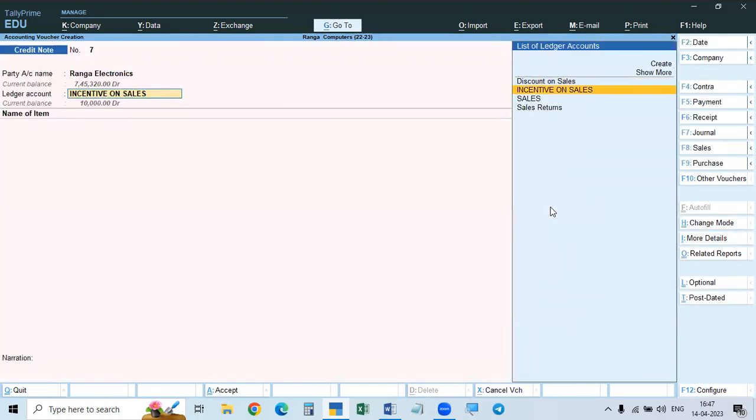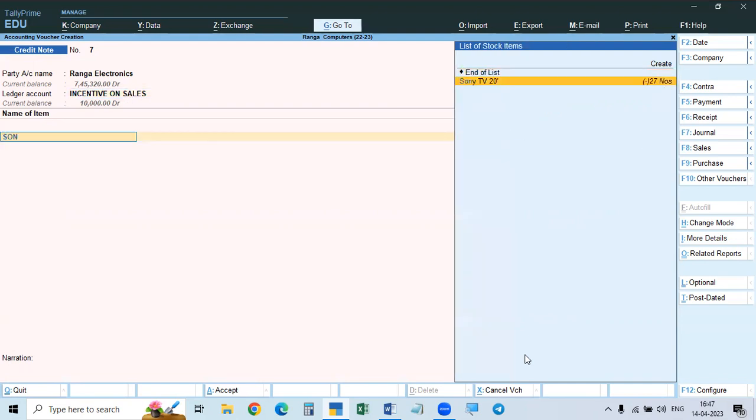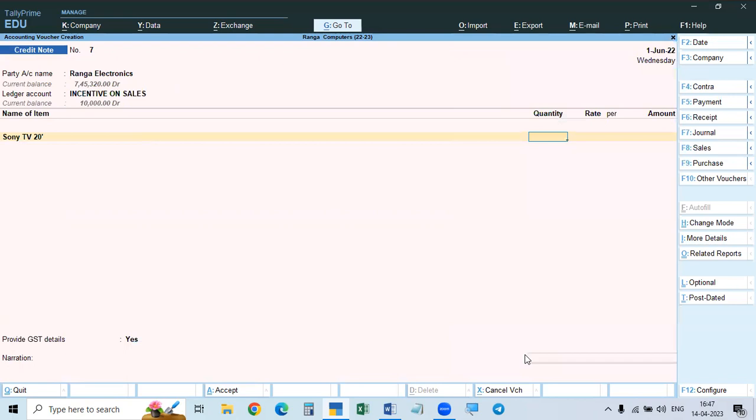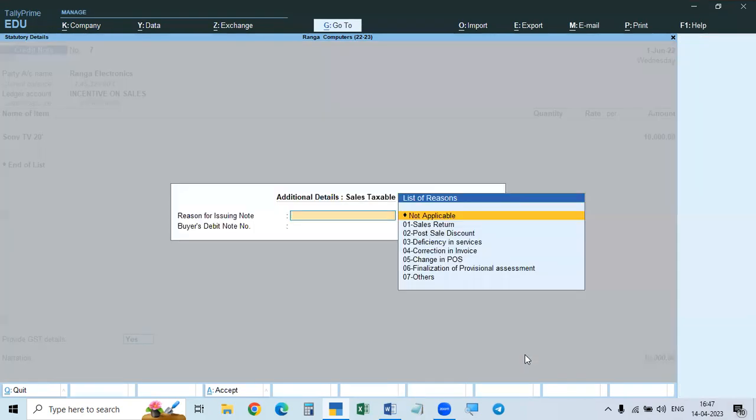Instead of entering sales account directly, we are creating this, just like we are creating sales returns, group we are taking sales. Similarly here, discount on sales and incentive on sales we are creating, but the group is sales account. But in the other three cases, we are directly taking sales. Here, Sony TV 20 inches, no quantity is changed, nothing. Here we are giving simply 10,000 rupees lump sum amount for completing the target.